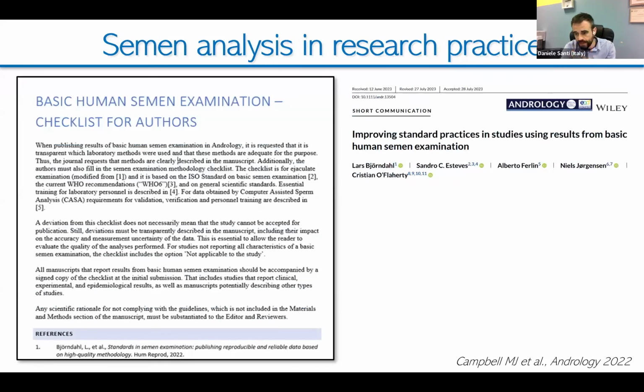And this is the reason why 2 years ago this position statement on andrology was published, which tried to give a sort of checklist for studies involving semen analysis that should be published, reporting all the steps that we have to follow in research practice to describe our work, to describe how semen analysis was performed, and in order to create reliability of the study and confirm the performance of the semen analysis.